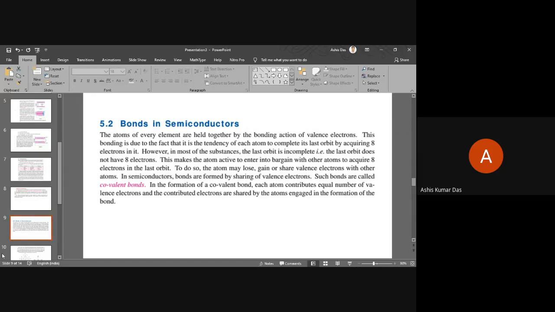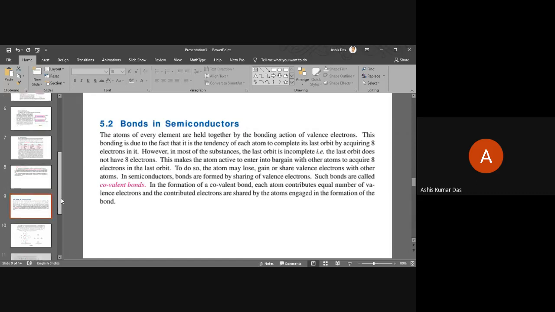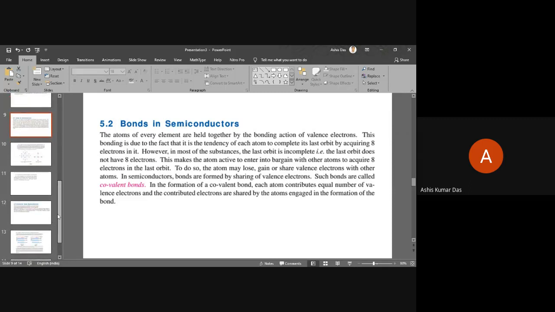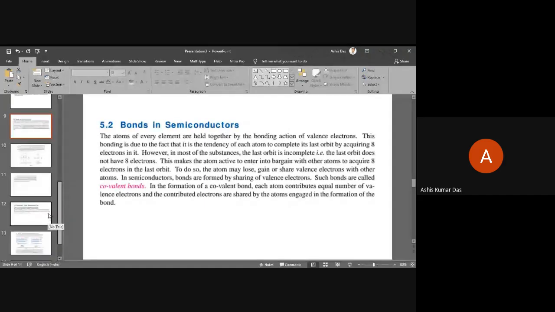After that we are going to start the bond in the semiconductor. What are the different types of bond available, we are going to discuss. In this case, mainly there is the covalent bond. We are very much interested in this topic regarding this discussion of the semiconductor.